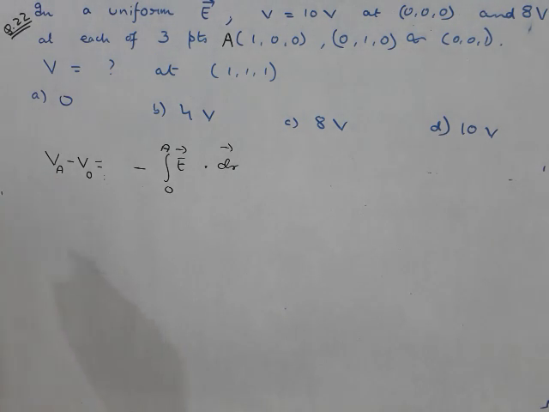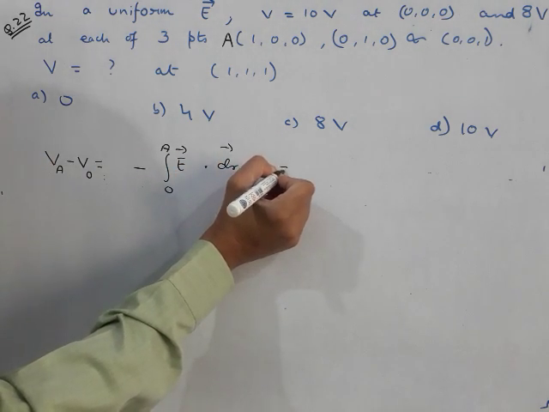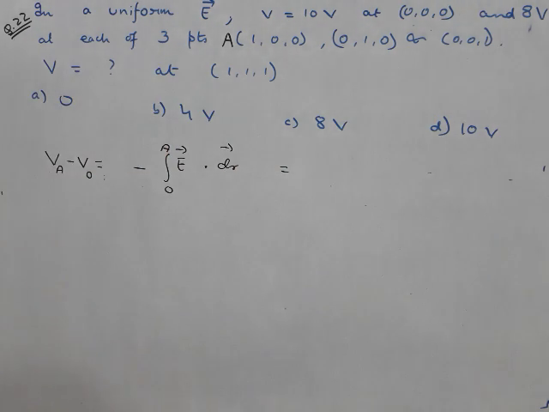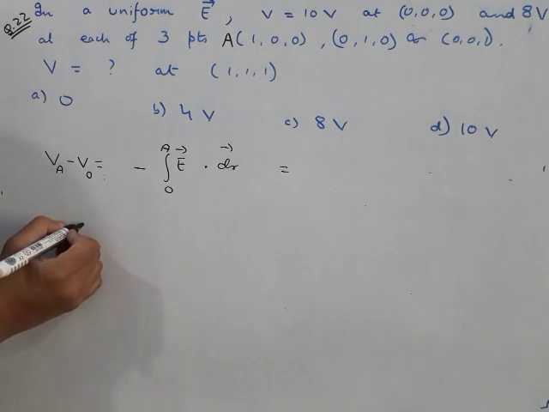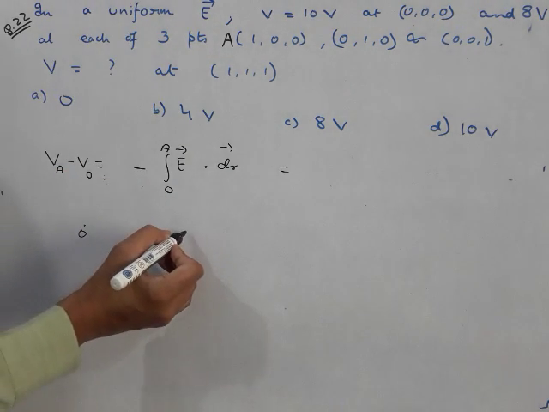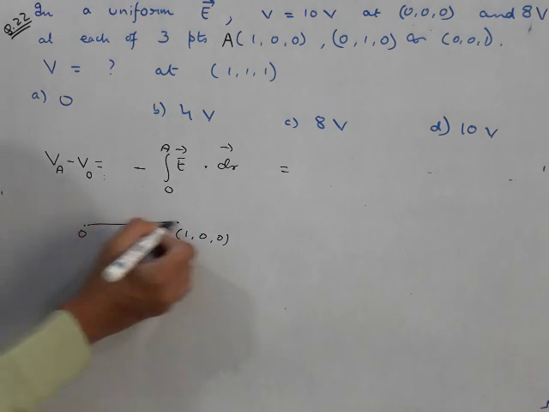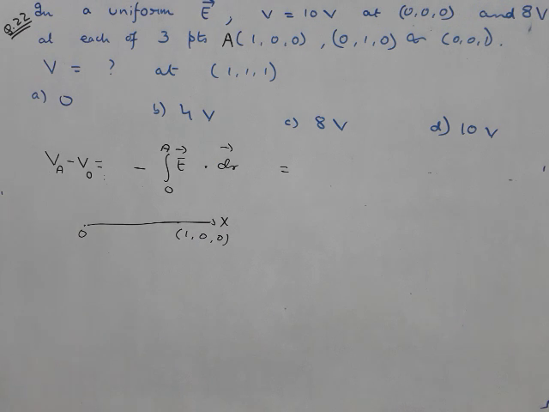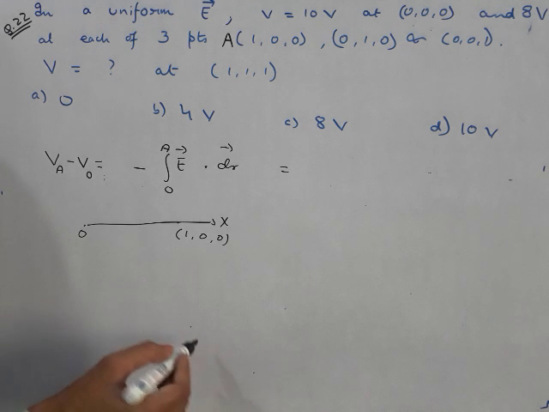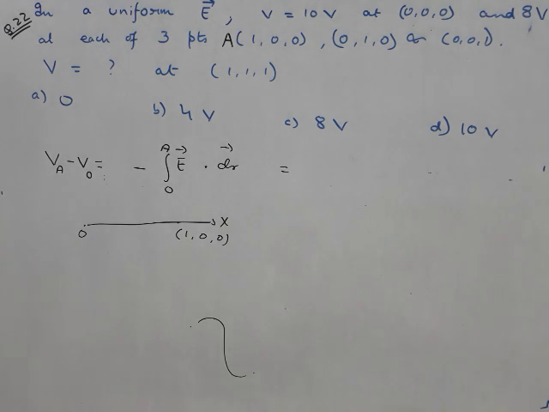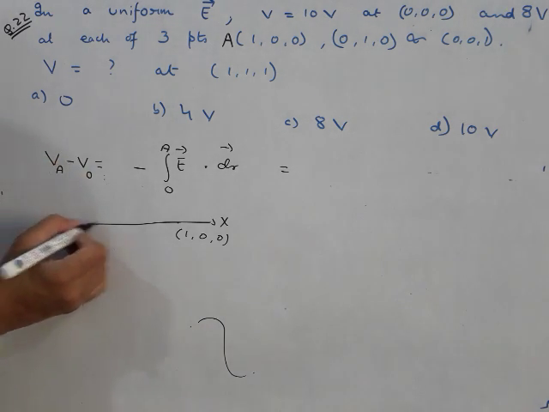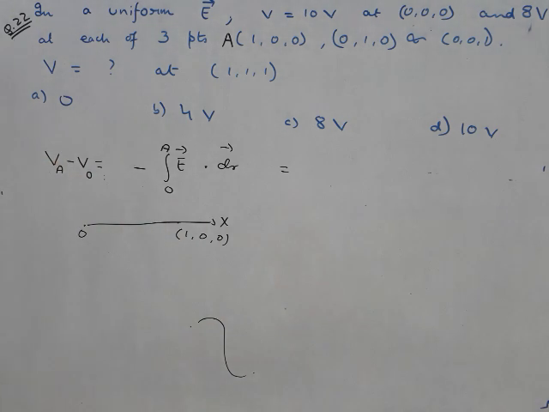We know this formula for potential difference. Now we have to move from O to A. O is origin and A is this particular point. Suppose this is origin and A is which point? 1, 0, 0. So this point lies on which axis, students? It lies on x-axis. You must know one point, students, that potential difference between 2 points, any 2 points, is independent of the path along which you move. It just depends upon the 2 points themselves. So I can choose my path to be x-axis, along x-axis.